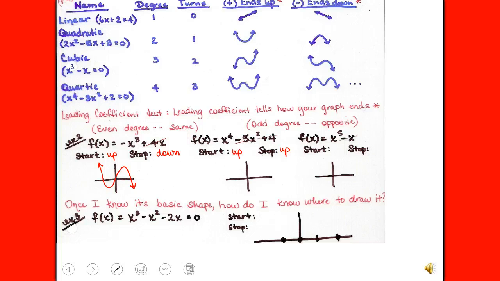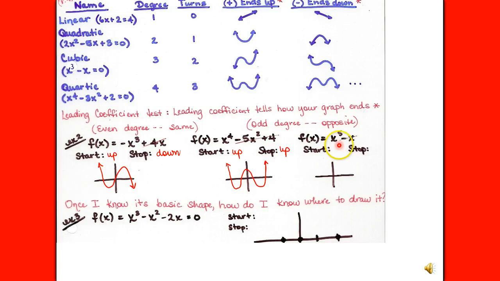And since it's a degree of 4, how many turns is it going to make? 3. So I can say, okay, I'm going to start up. I'm going to turn 1, 2, 3 times, and I'm going to stop going up. And again, it may not look exactly like that. This one may go way down here, and this one may just go down here just a tiny bit. That whole graph may be up here somewhere instead of down here, but at least I have the basic shape. So if I'm trying to make an XY chart or something, I've got a huge head start. All right, look at the next one.